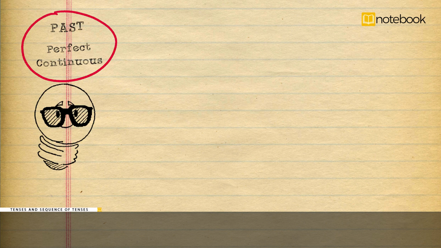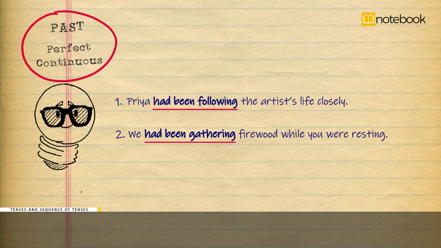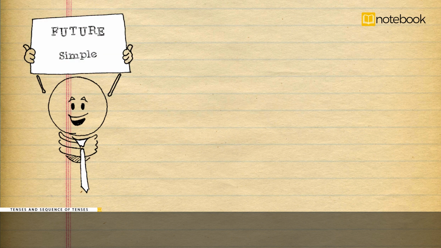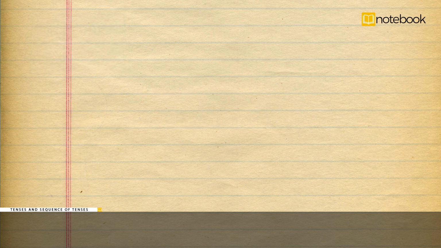Past perfect continuous. Priya had been following the artist's life closely. We had been gathering firewood while we were resting. Future simple. They will put their lives at stake for you. We shall never reach on time if it rains this hard.